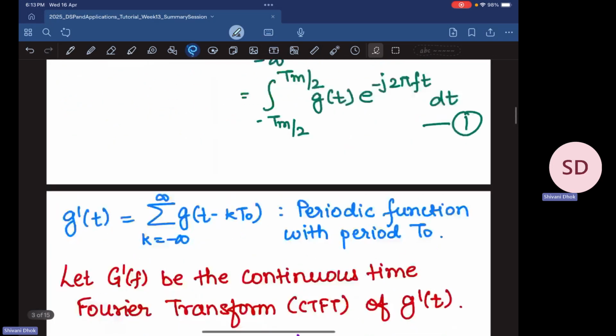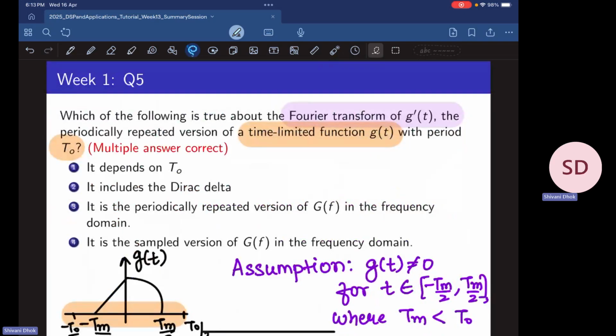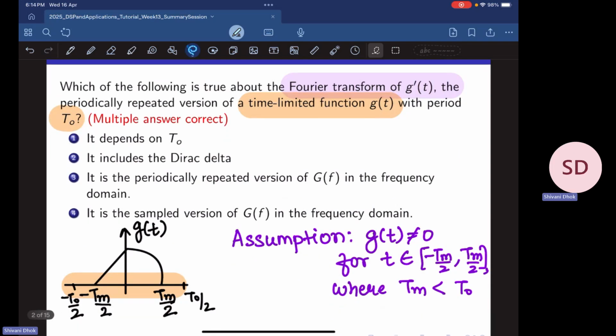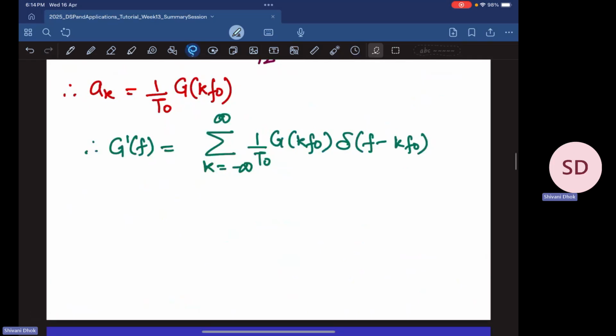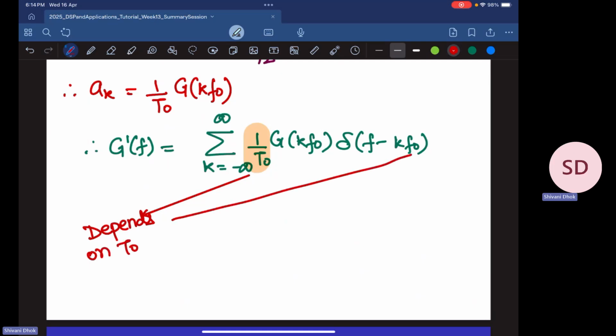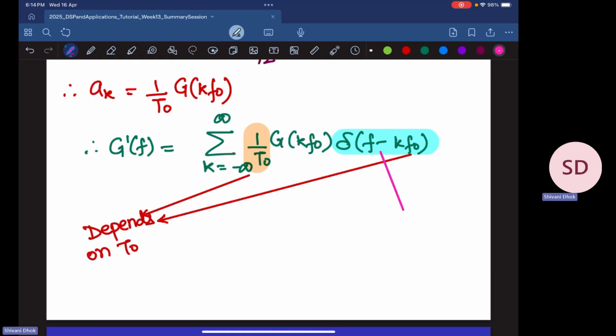So now if you go and check the options that we had, the options were like it depends on t naught, it depends on the Dirac delta function, it depends on a periodically repeated function of g of f, a sampled version of g of f. So basically it's just asking us to figure out what all parameters it depends on and in what fashion. So we'll go back to this equation and see. The first thing that is very evident is that it depends on t naught, not only through this but from f naught as well. Another thing that is evident by observation is that it includes something that depends on the Dirac delta function.